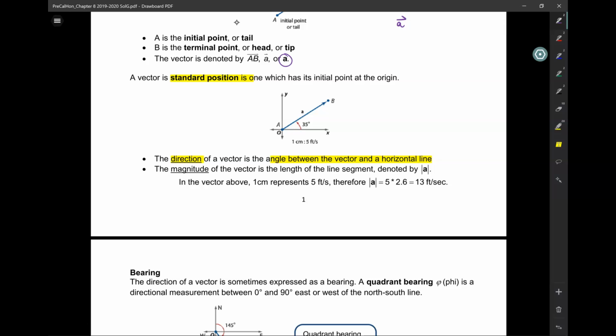This vector happens to be in standard position because the initial point is at the origin. But what if you did have a freestanding vector somewhere out in space? Then how would you measure the direction of that one? Well, what you do is you yourself draw a horizontal line at the initial point, and then when you measure that angle, that's the direction. Okay? So that's the direction.